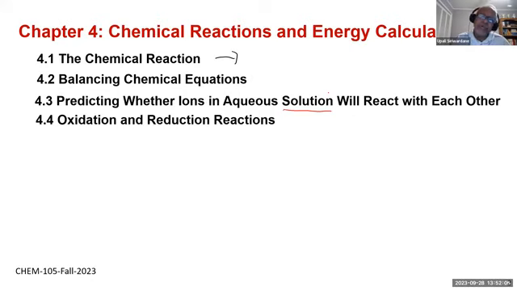We are also going to look at different types of chemical reactions. One of the chemical reactions that we are going to look at is the redox reaction. This is a redox reaction. A redox reaction is an oxidation-reduction reaction, where electrons are transferred.